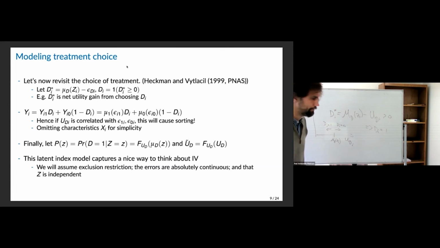So the point of it is to say, well, this is a random variable, and so it has some cumulative function that looks like this, say. And so what you can talk about is some utility, which is equal to the cumulative function of u D_i.